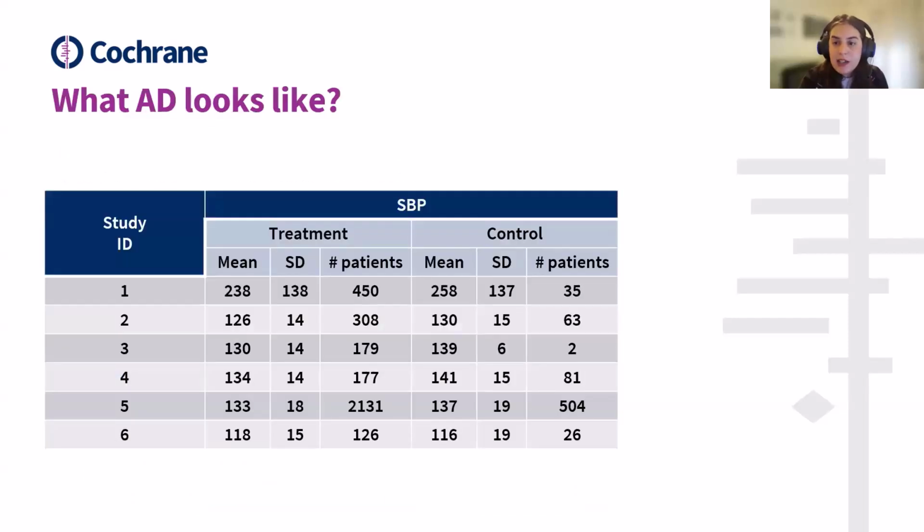So this is what aggregated data looks like in our example. Each row is one study, and for its treatment arm, we have the summary statistics: the mean systolic blood pressure, the standard deviation, and the sample size per arm. So for every arm and for every study, we only have these three pieces of information and not the raw measurements for each individual.